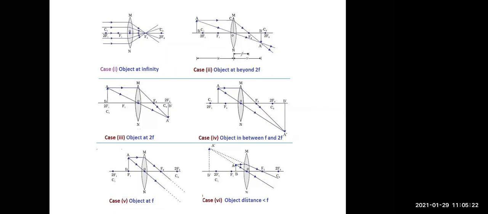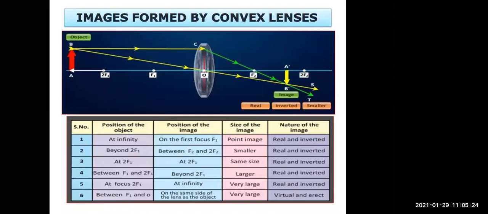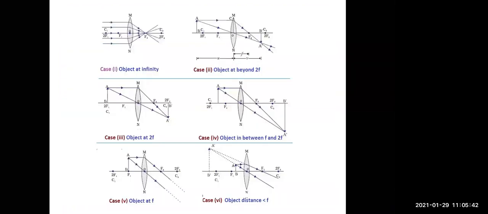Then comes the last case, that is if the position of the object is between the F1 and O. Here the image will be formed on the same side of the lens as the object. Then the size of the image will be very large and the nature of the image will be virtual and erect. Now you can see that the object AB is present between the optical center and the principal focus, between the F1 and O.